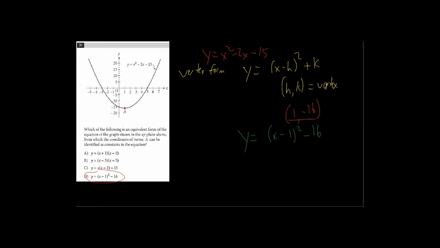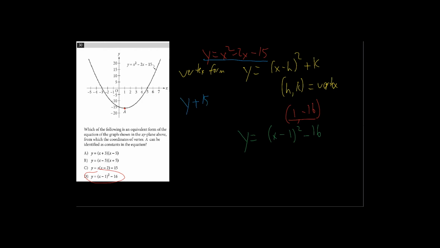So that's pretty much how you do it if they give you a graph. I'm going to show you quickly how you would do it if you weren't given the graph. I'm going to go back up here, and to put something in standard form into vertex form, you want to do something we call completing the square. To complete the square, I'm going to have to move that 15 over.